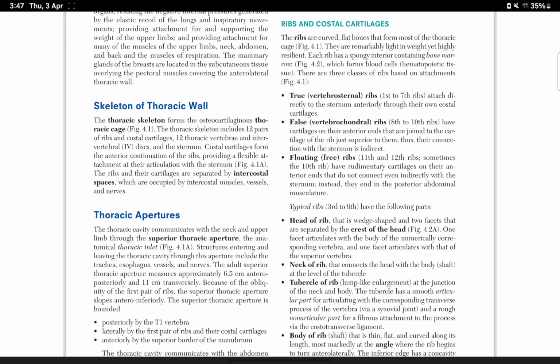You can see it in figure 4.1a. The ribs and their cartilages are separated by intercostal spaces, which are occupied by intercostal muscles, vessels, and nerves. I have a mnemonic for that, VAN: vein, artery, and nerve.